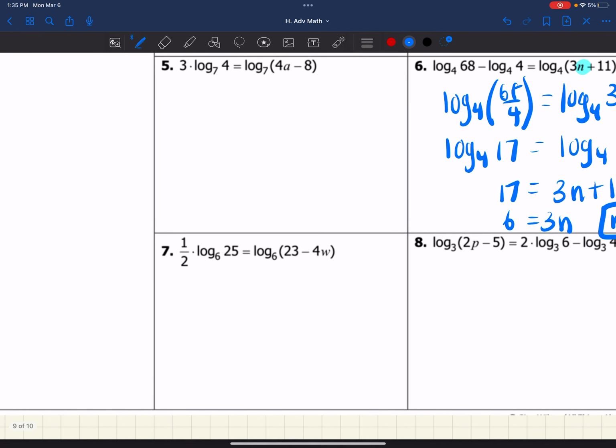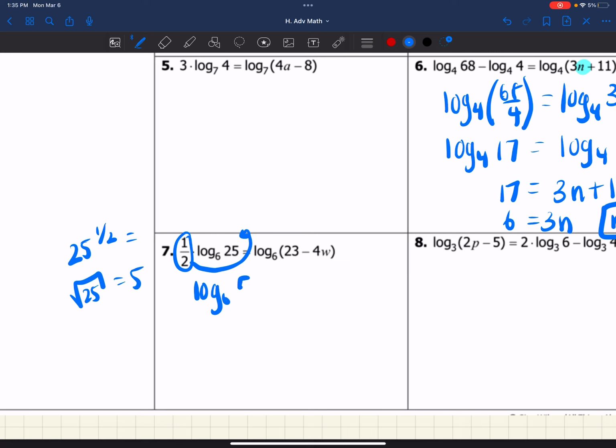Let's go ahead and condense the left side first. So I see this coefficient here. I'm going to use my power property to take this coefficient and move it up as an exponent. So this will be the log base 6 of 25 to the 1/2 power. Remember, that is the same thing as the square root of 25, which is 5. So you get log base 6 of 5 is equal to log base 6 of 23 minus 4w.